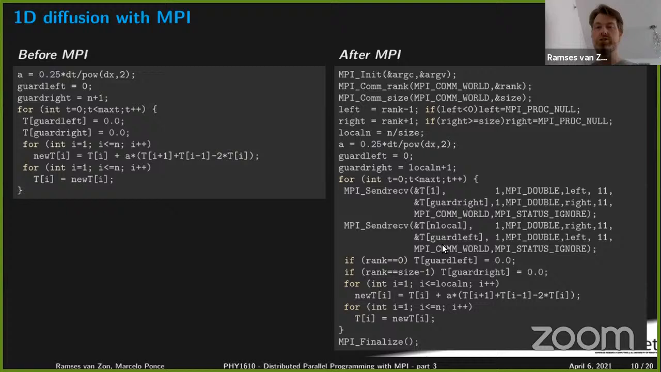And then I'm going to do all the communication that goes to the right. For the right, I have to send my n local. So that's my last real point, not a ghost cell, my last real point to the right. And I have to receive on the left side something in my guard cell, which will be the thing that was sent by my left neighbor from its rightmost point. So everything going to the left here, everything going to the right here.